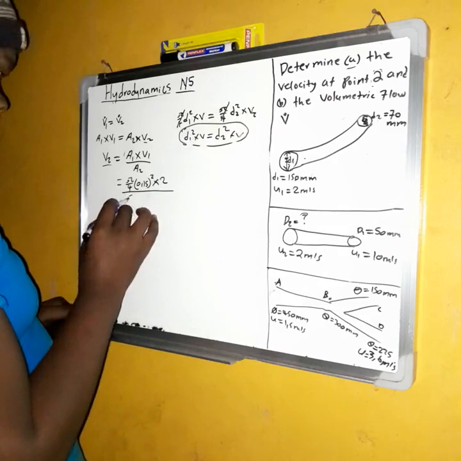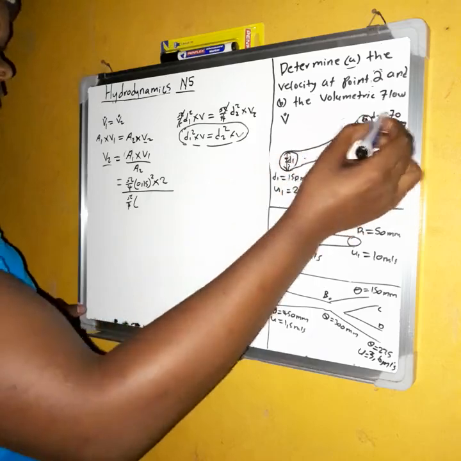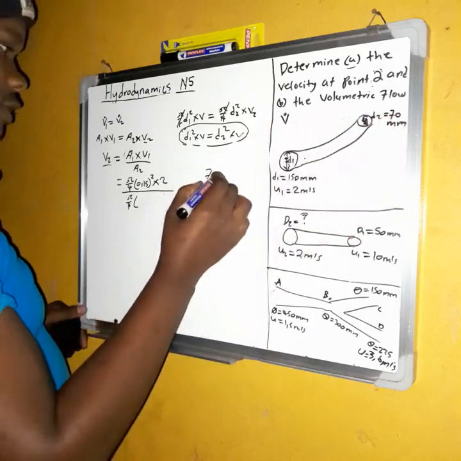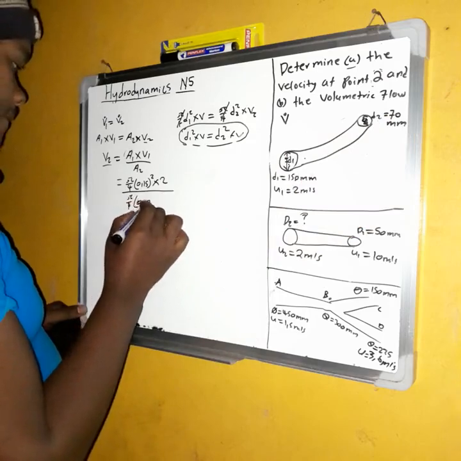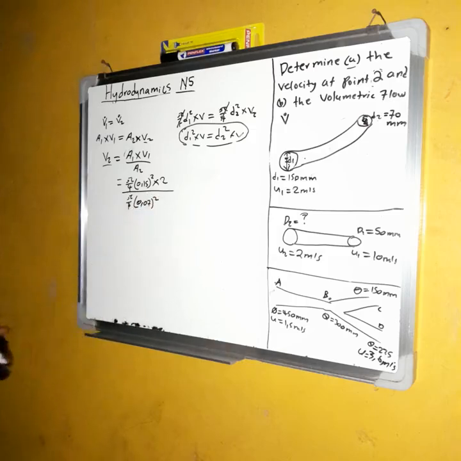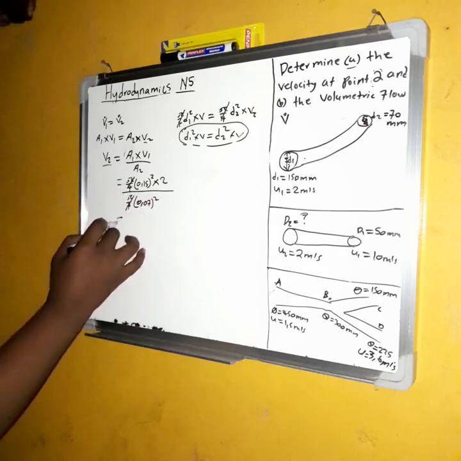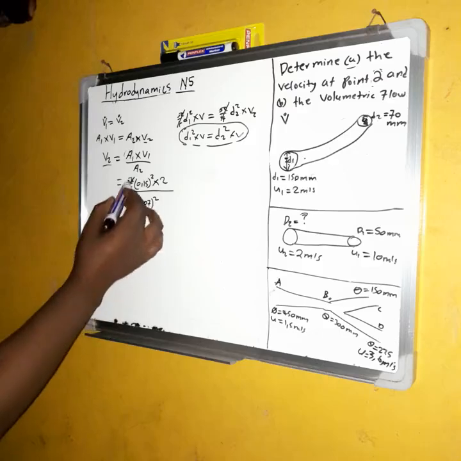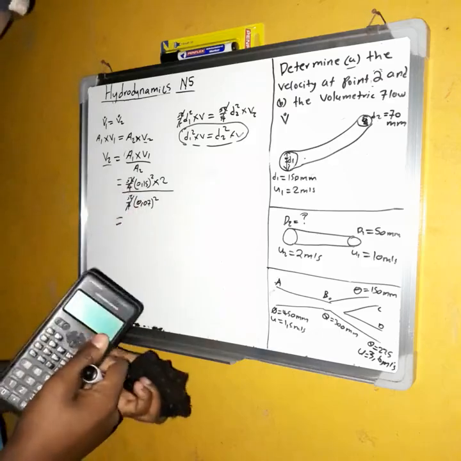So here we'll have pi over 4 its area. Here will be 70 divided by 1000, which will be 0.07. You square that. This pi and pi will cancel here. Then we're left with this. Punch that on your calculator.